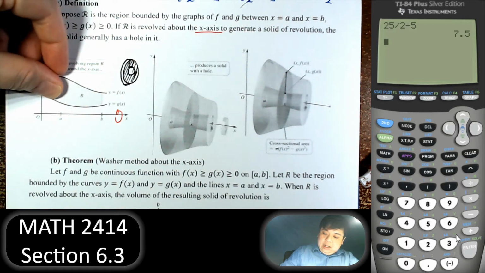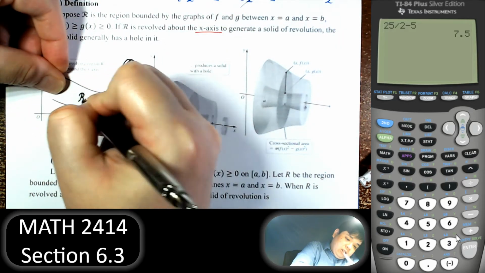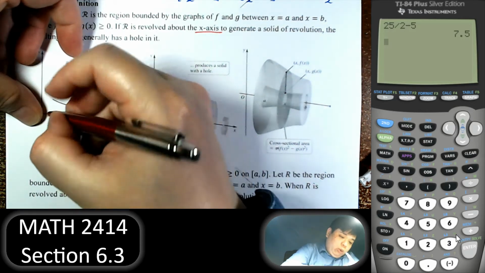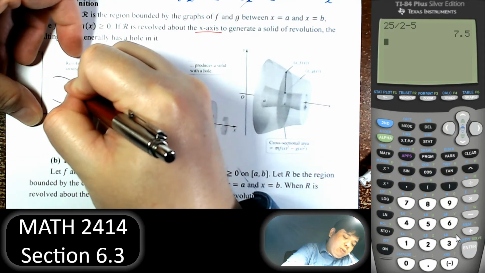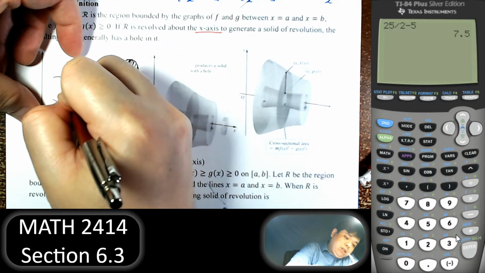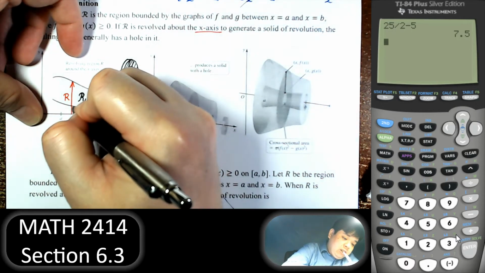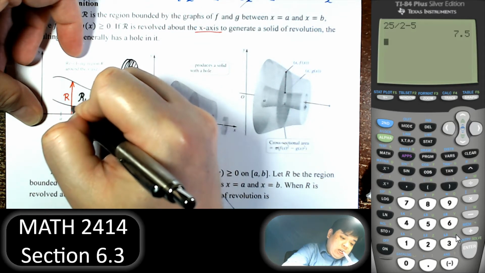So I said I want the region to be script R. In that case we will have the big radius from the axis of rotation to the outer edge. That is the big radius. And then we have the little radius from the axis of rotation to the inner edge.